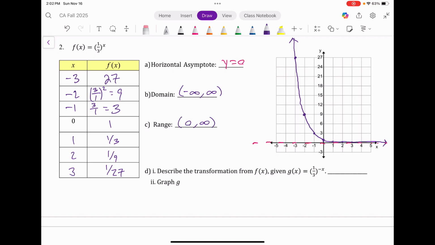If we were to have a negative x on the input, this would reflect the graph that we just made, f, over the y-axis. So we just take all those points, move them across the y-axis equidistant, and it would still have a horizontal asymptote at 0. So it would look like this.